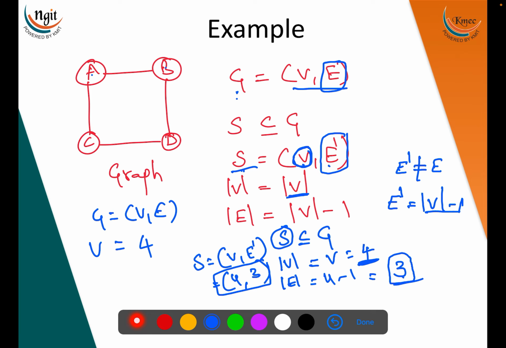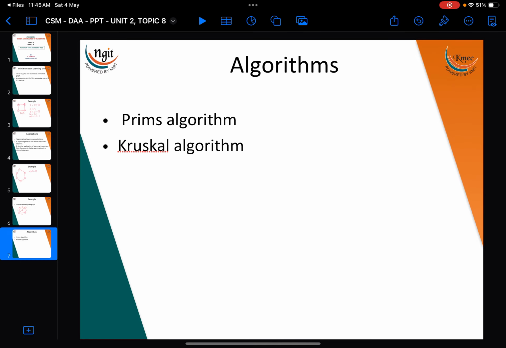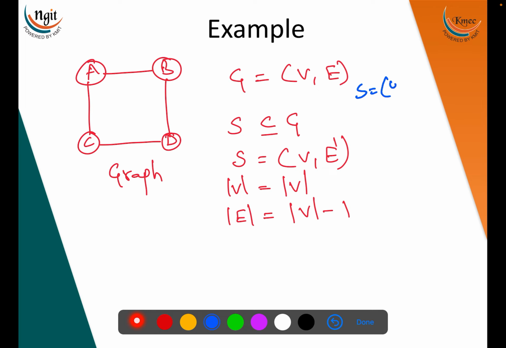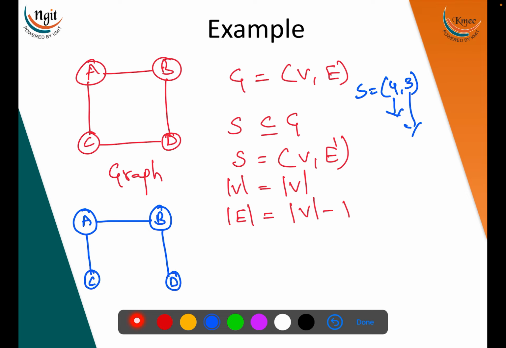We'll see different spanning trees that I can get from this graph. Look at this. I have this graph. As far as the formula is concerned, S is a spanning tree where it should have 4 comma 3 for this example. 4 is the number of vertices, 3 is the number of edges. Now how many spanning trees can I draw? A to B is 1, A to C is 1, B to D is 1. So how many vertices can you see? 4. How many edges can you see? 1, 2, 3. So now it is a spanning tree.